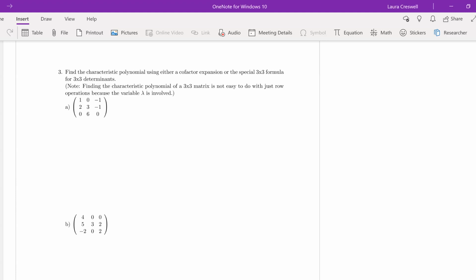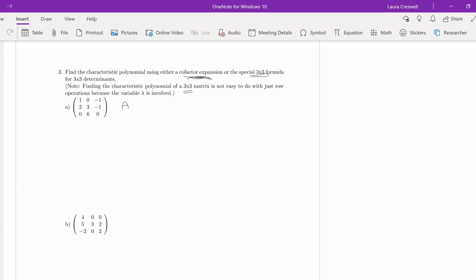Let's move on to 3 by 3 matrices to find the characteristic polynomial of. So you have a choice of how to find the determinant of 3 by 3s. Remember, we have the special 3 by 3 trick, or you can use cofactor expansion. So let's do one of each. So let's do this one with the cofactor expansion.